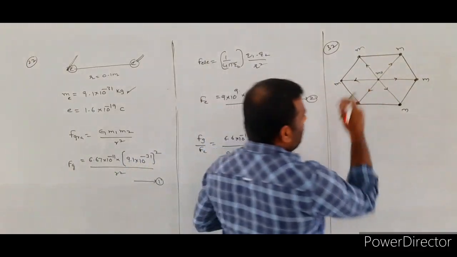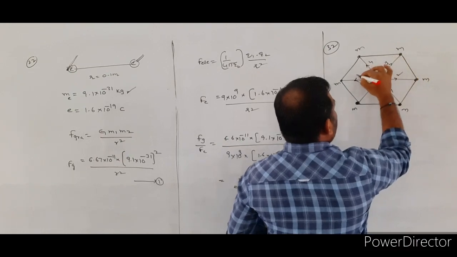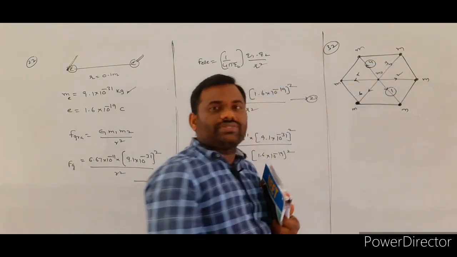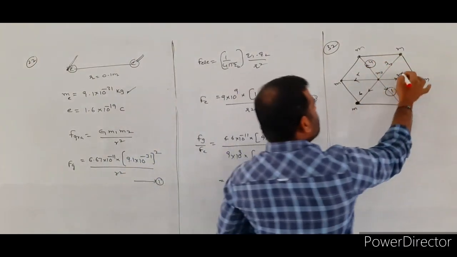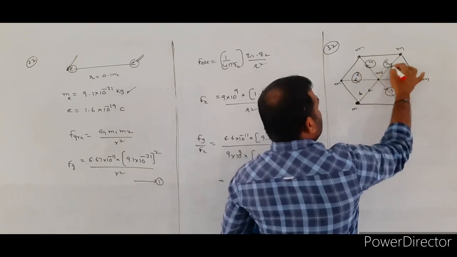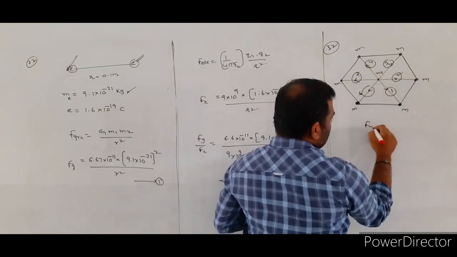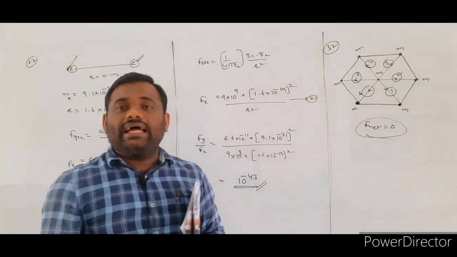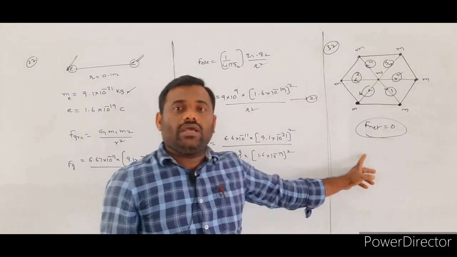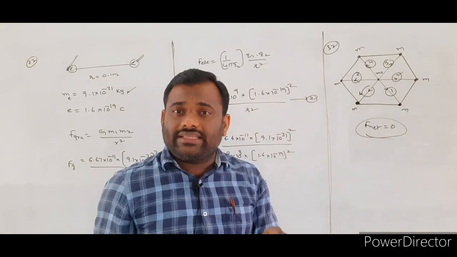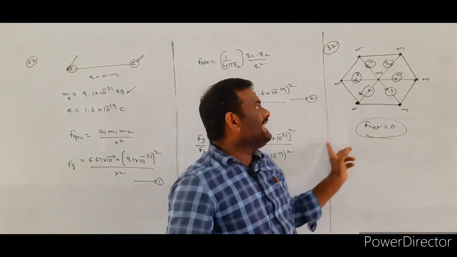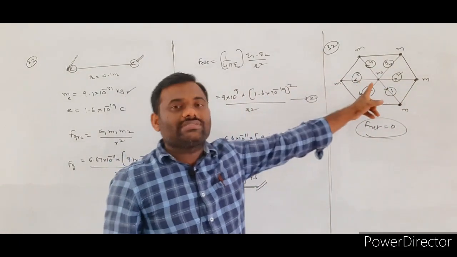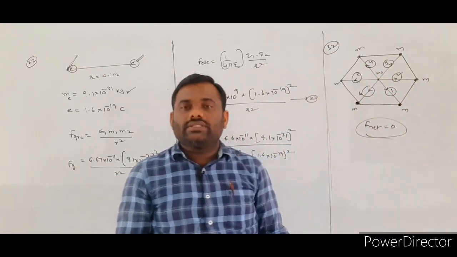If you look at this diagram, let it be 1, 2, 3, 4, 5, 6. The force 1 will be balanced by the force 4. Force 2 will be balanced by the force 5. 3 will be balanced by the 6. Therefore, the net force acting on the point mass which was kept at the center of the regular hexagon will be equal to 0. Since all the forces are having equal magnitudes and they will be acting in opposite directions, all these forces are cancelled together. Hence, the resultant force acting on the point mass is equal to 0.